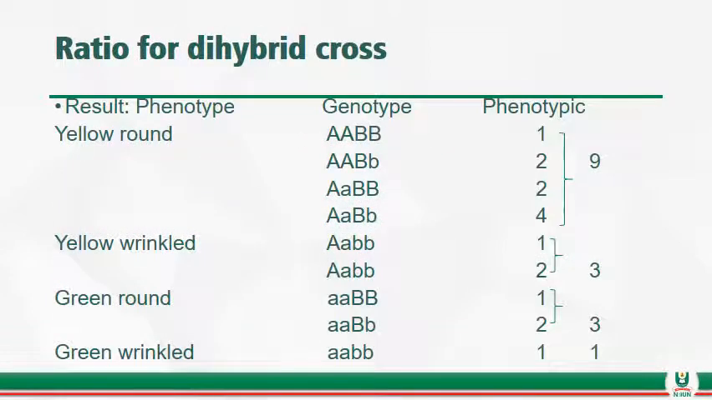So still continuing with the dihybrid cross, we want to know the phenotypic and the genotypic ratio. And when you perform a dihybrid cross, at the end of the day, you get the ratio 9 to 3 to 3 to 1. In this case, you have the yellow round seeds, which are 9, the yellow wrinkled 3, the green round 3, and the green wrinkled, which is the recessive, just 1. So that's the classical Mendelian ratio for a dihybrid cross.